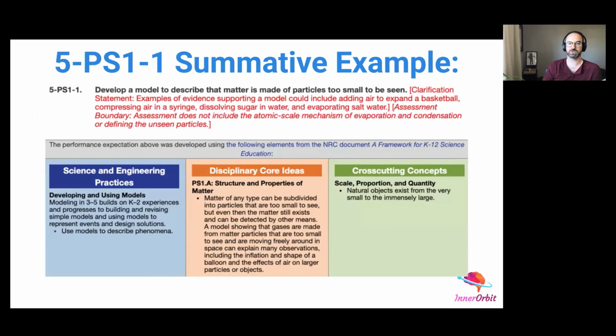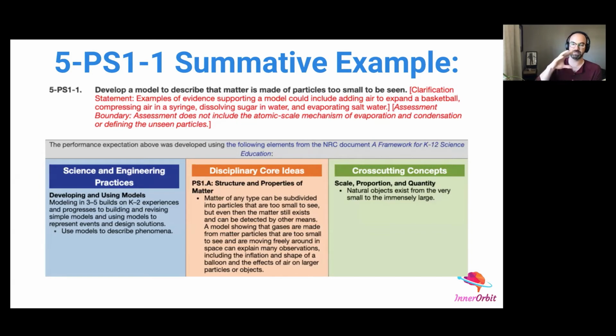Let's go into 5th grade. So this is a 5-PS1-1. We're going to start with this summative. And instead of going into both the high school and the 5th grade examples, we're going to really double down on this 5th grade example. So this 5th grade physical science PE is on develop a model to describe that matter is made of particles too small to be seen.